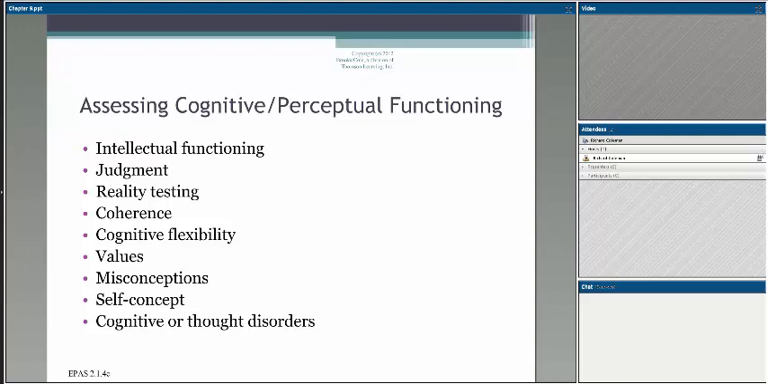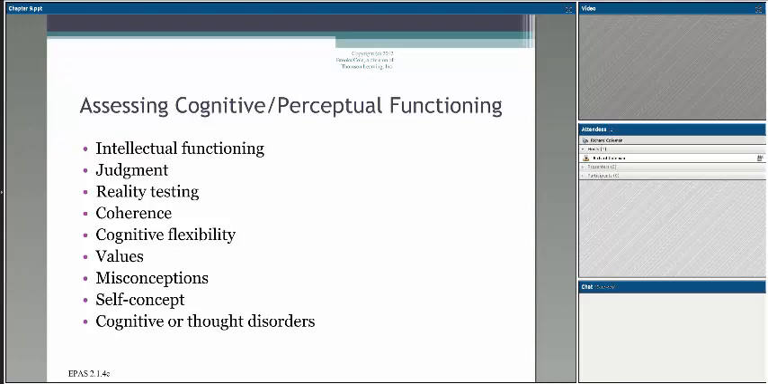The other things that you'll need to pay attention to in terms of your assessment are really looking at the cognitive perceptual pieces. So what's happening with people's thought processes? What's the intellectual functioning like? Are they able to make appropriate judgment based on the situations that are at hand with them? Reality testing. Are they able to answer things in a way that gives us some indication that they are here in the present and are doing things in a realistic way? Are there misconceptions about how things have been said?